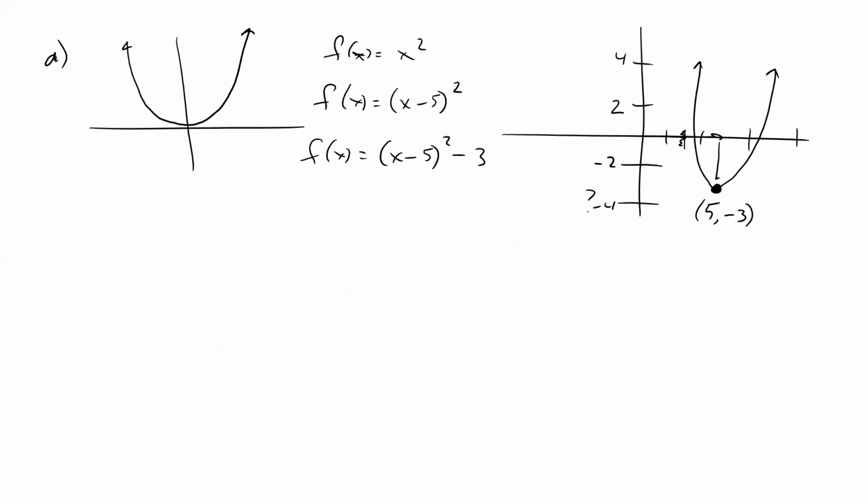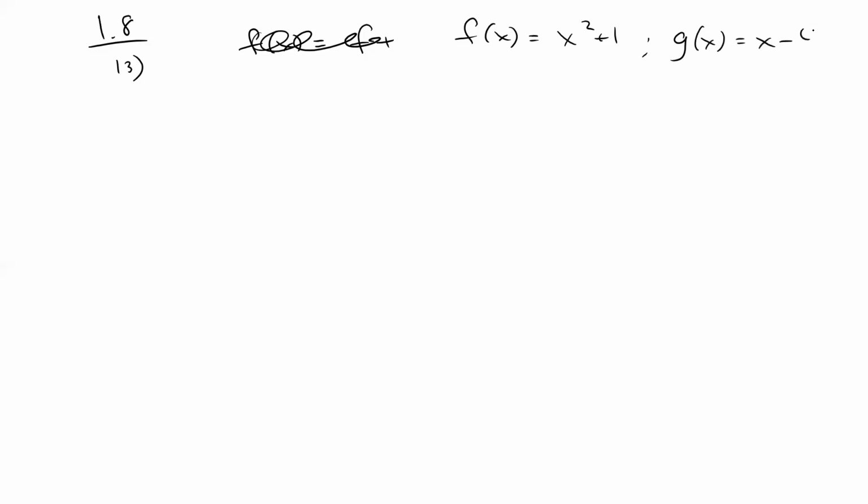So 1.8 homework, and number 13. So let's go through this here. So evaluate the function if f of x is equal to x plus, oh, sorry. Let me rewrite this one. Define f of x first. f of x is x squared plus 1. g of x is x minus 4. So what f does is squares a number and then adds 1 to it. g of x subtracts 4 from that number.